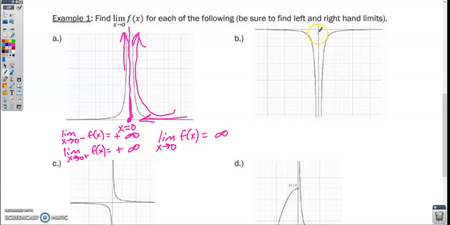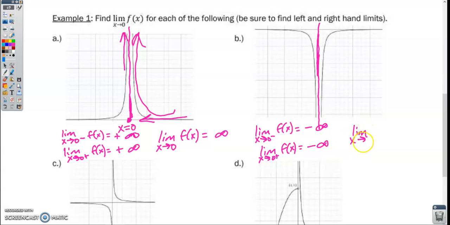All right, part B. Here's our axis where x is equal to 0. In this case, the limit as x goes to 0 from the left of the function is negative infinity, and the limit as x goes to 0 of the function from the right is also negative infinity. So in this case, we can declare that the limit as x goes to 0 of the function is negative infinity.